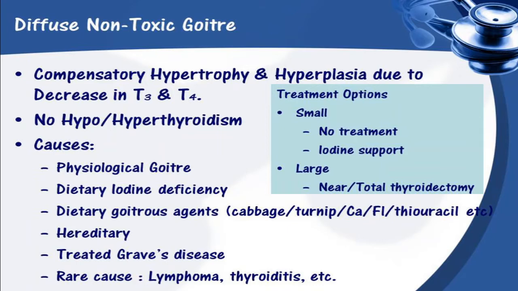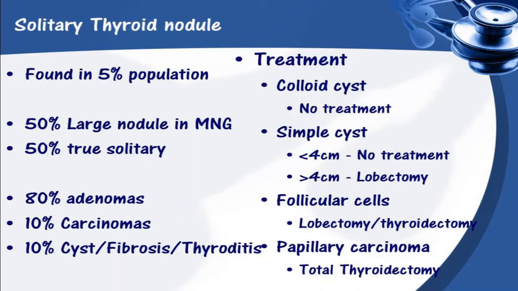also be hereditary. And also, Graves' disease might develop into a later stage of diffuse non-toxic goiter. And rarer are causes like lymphoma or thyroiditis. Treatment option: if it is a very small goiter, no treatment is required, just give iodine support. And if it is large, you can either go for a partial or a total thyroidectomy where the thyroid will be removed.